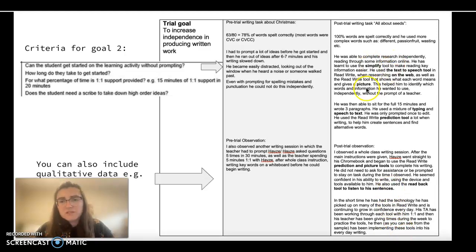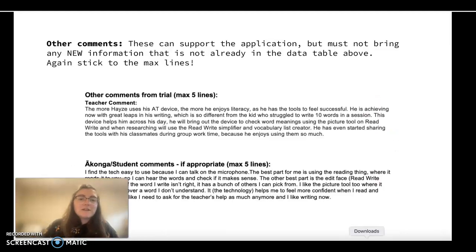You can also see I've bolded, you don't have to do this, but I've bolded some of the key parts, so it shows them these are the tools that he's been using and that they've been effective.